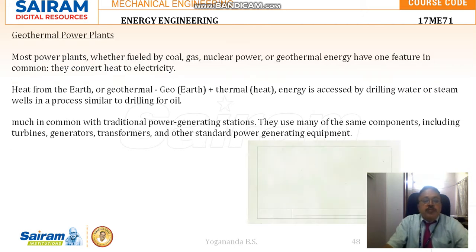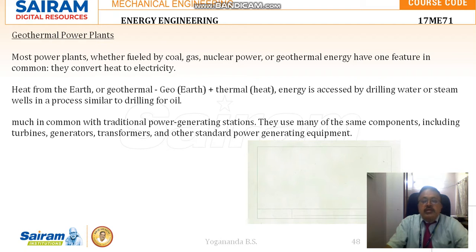Now, geothermal power plants. Most other power plants are fueled by fossil fuels like coal, gas, and nuclear power, or by geothermal energy. Whether you are using coal, gas, or any other form of energy, finally the heat is converted to electricity. Here, the heat is obtained from the earth.